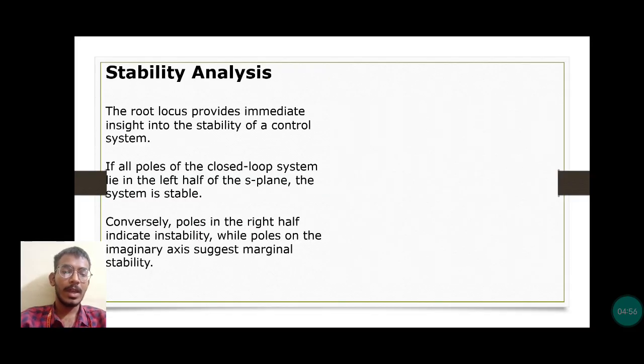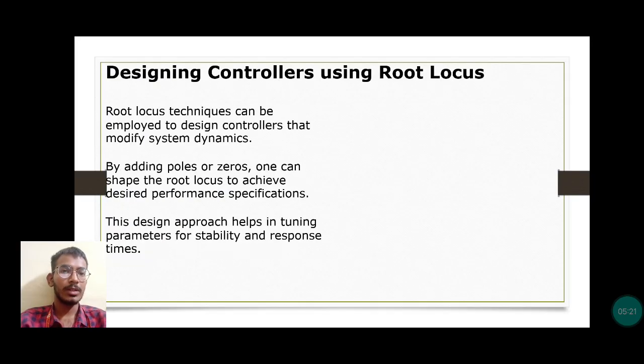Stability analysis. The root locus provides immediate insight into the stability of a control system. If all poles of the closed loop system lie in the left half of the S-plane, the system is stable. Conversely, poles in the right half indicate instability, while poles on the imaginary axis suggest marginal stability.